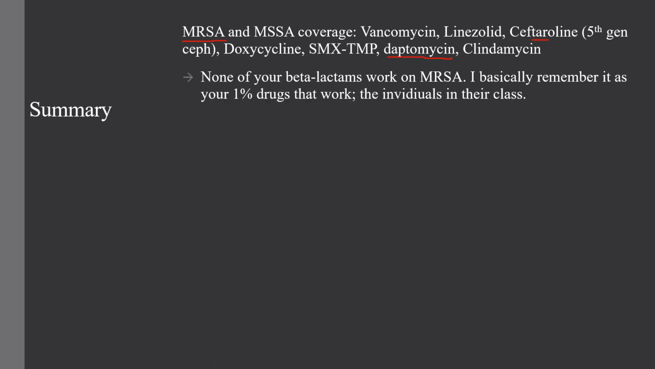So there's not really a mnemonic that I can give that would help you remember because a lot of them are kind of weird. Something like Lynn drove her van to pick up her dog named Dapto or something. But there's a lot of mnemonics out there. Usually the best way to know this, and basically how I remember it, is that it's the 1% of your drugs that do the work. So these are the individuals at the top of their respective class.